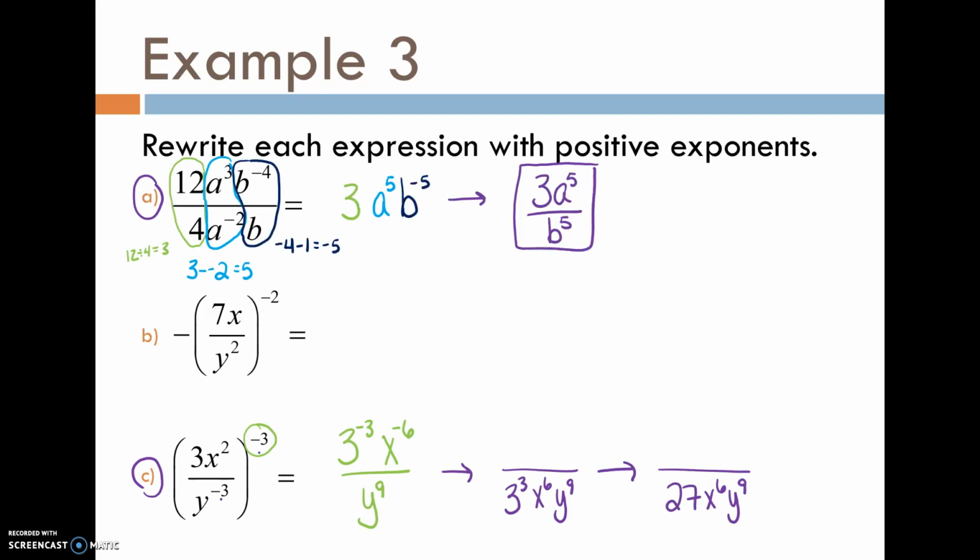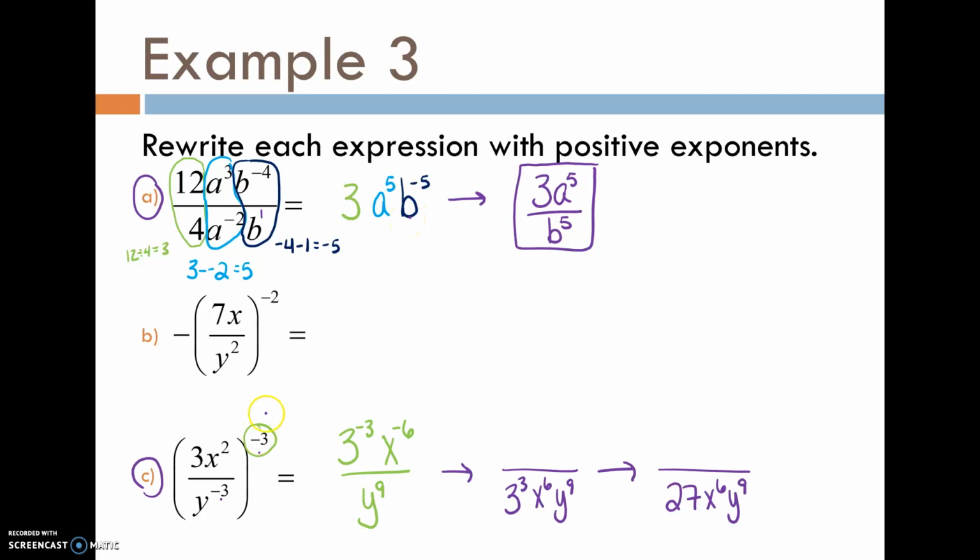Okay, I tried to show with my colors what I did. So 12 divided by 4 is simply 3. A to the third divided by a to the negative 2. 3 minus a negative 2 is positive 5. For the b's, negative 4 minus this b on the bottom has a 1. Negative 4 minus 1 is negative 5. So we have b to the negative 5. That one will move to the bottom.